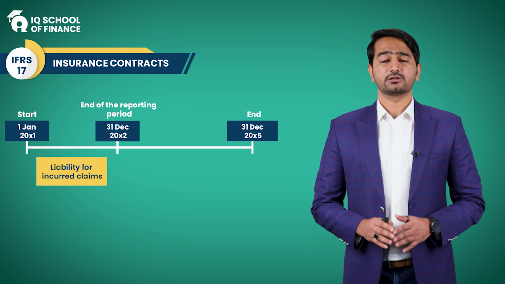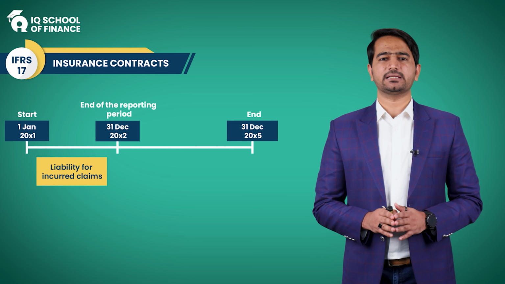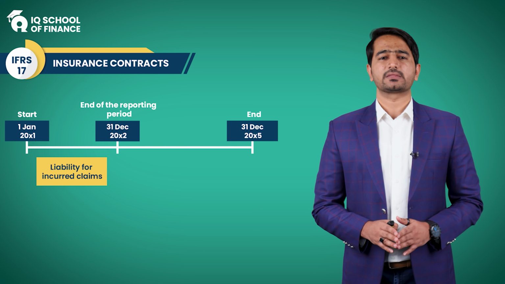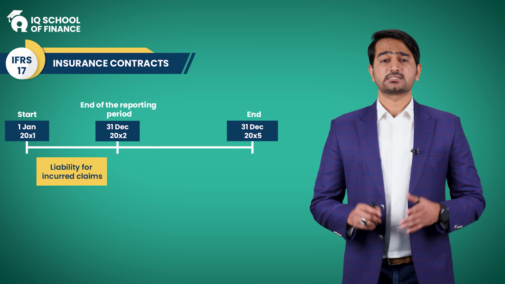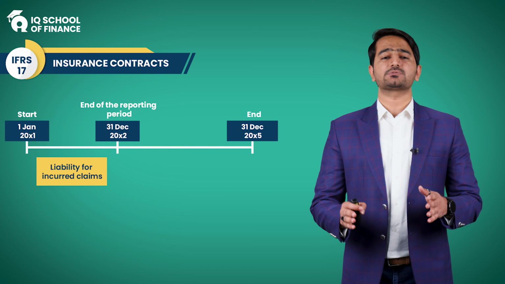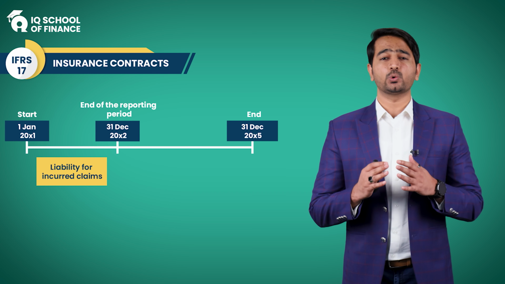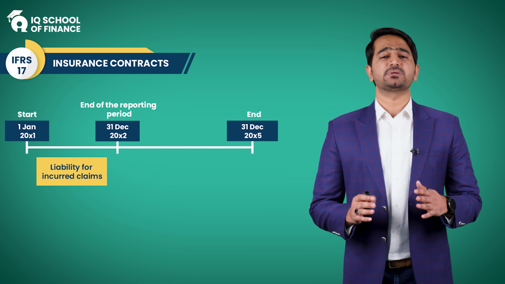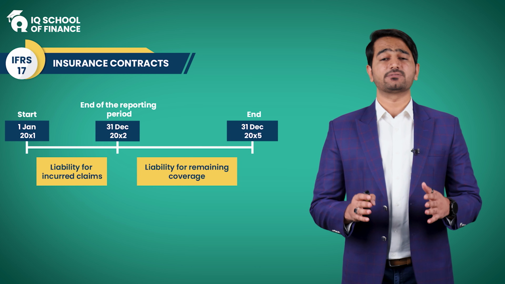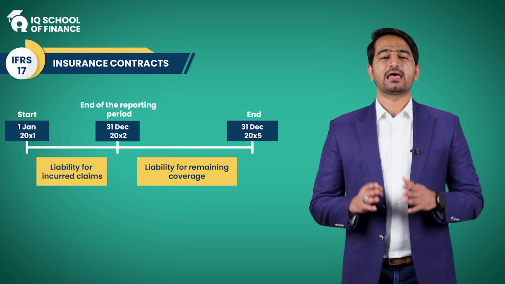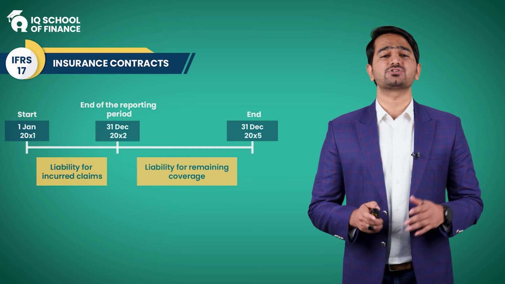And the second period, which runs from the end of the reporting date, that is 31st December year 2, until the contract conclusion in year 5, represents the future. Since we do not know exactly what claims will occur during this time, we can only make the estimates. This period is where our liability for the remaining coverage period comes into play, as it covers potential future claims. And that's the very simple overview of the general model.